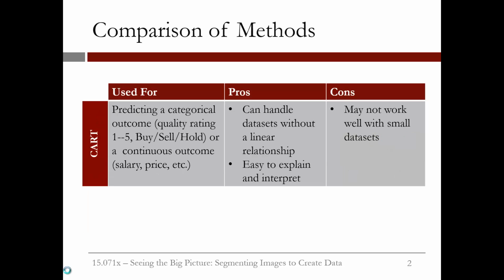In the Trees week, we learned CART, which is used to predict a categorical outcome with possibly more than two categories, like quality rating from 1 to 5, and 3 decisions, say buy, sell, or hold. It can also predict a continuous outcome, such as salary or price. We have seen it applied to predict life expectancy, earnings from census data, and letter recognition.